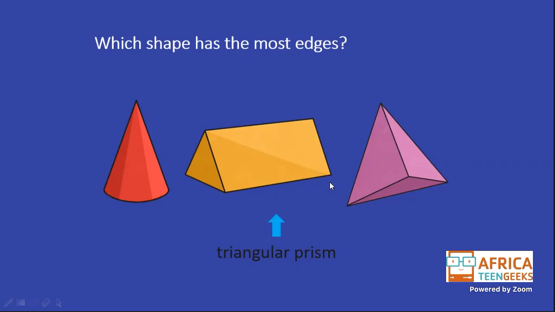Someone says 7, someone says 9. Who's right? Whew, so many different answers. I have 7, 9, 7, 5, 9. Right, those of you who said 9, you are correct because we have the edges here on this side with this triangle. That's 3 of them. And at the back, 3 more. And then the 3 edges connecting those two triangles. So it's 9 in total.